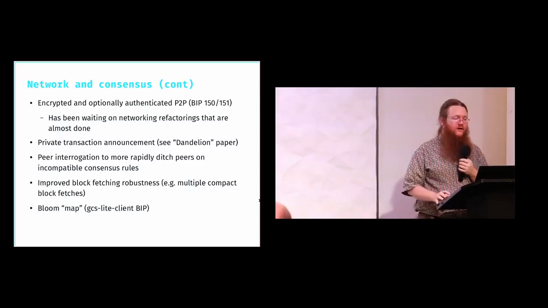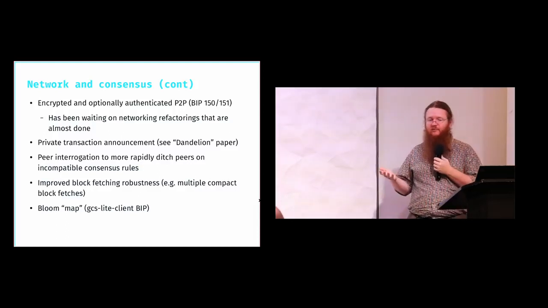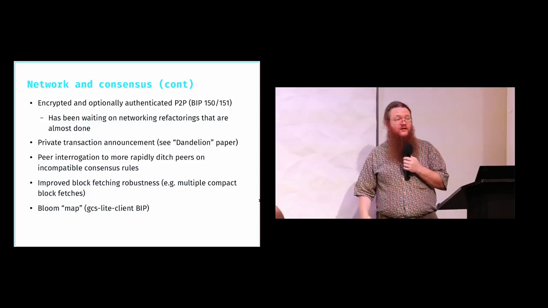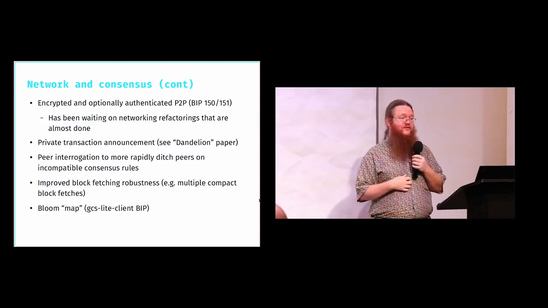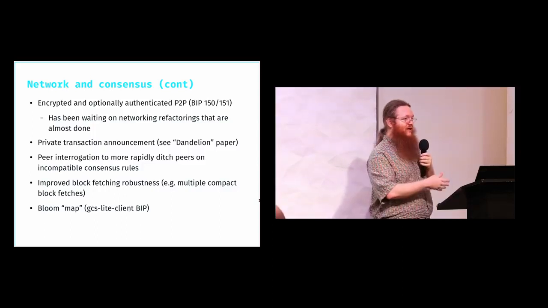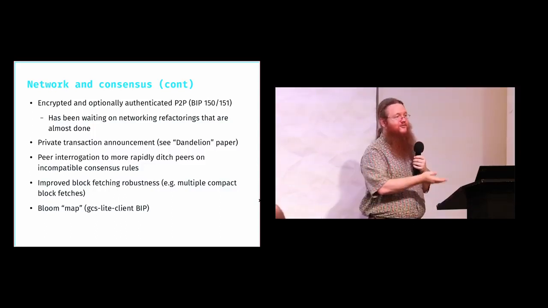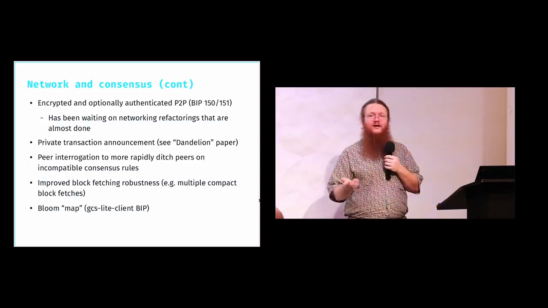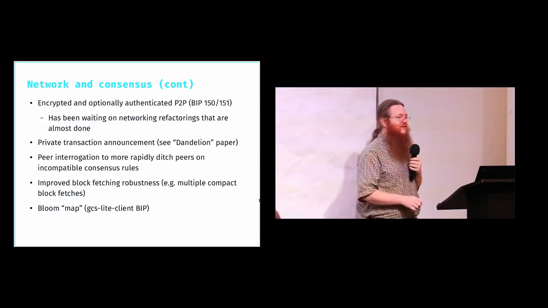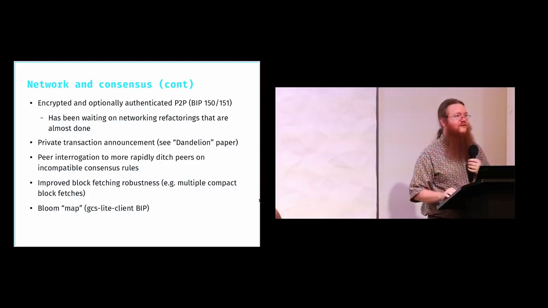Work that's been started on doing some basically peer interrogation to more rapidly kick off peers that are on different consensus rules. So if I've received an invalid block from one peer, I can go to all my other peers and say, hey, what do you think of this block? Did you have this block? And then, of course, anyone else that says, yes, I have this block, which you consider invalid, well, you can just go ahead and disconnect them because they're obviously on different consensus rules than you.